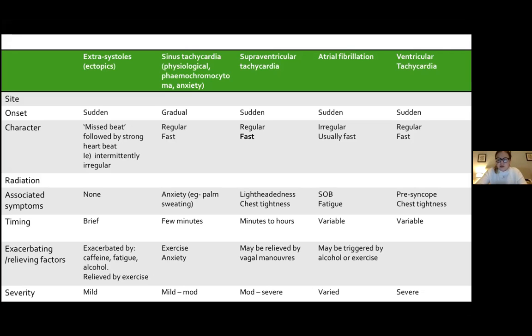AF is sudden, irregular and fast. You might also get shortness of breath and fatigue with them, and they can be triggered by alcohol or exercise. And then VT, it comes on suddenly, it's regular and it's fast. You might get symptoms like pre-syncope and chest tightness at the same time.